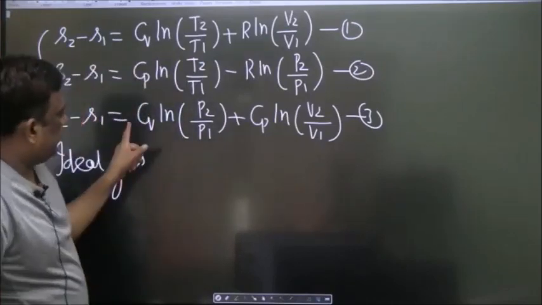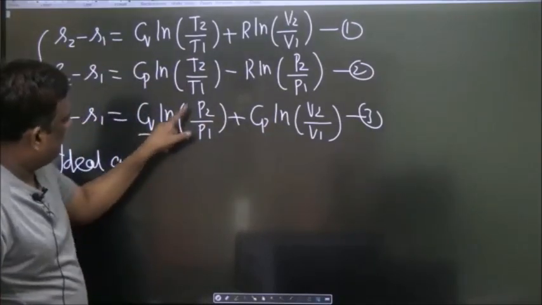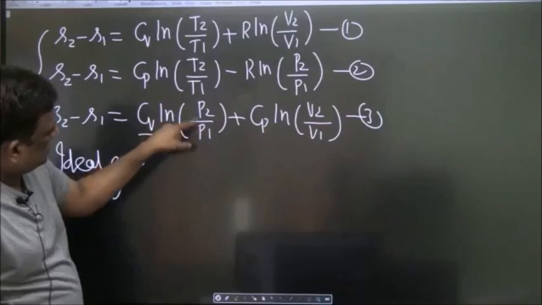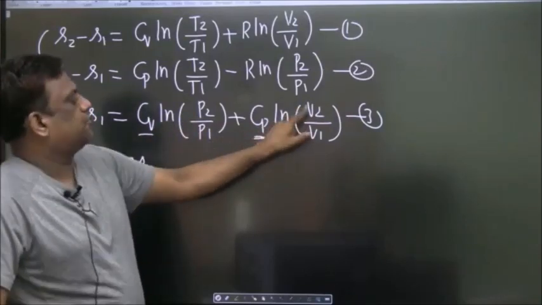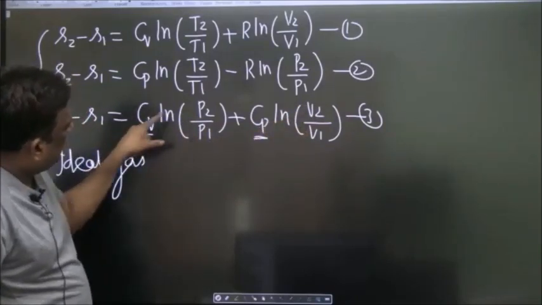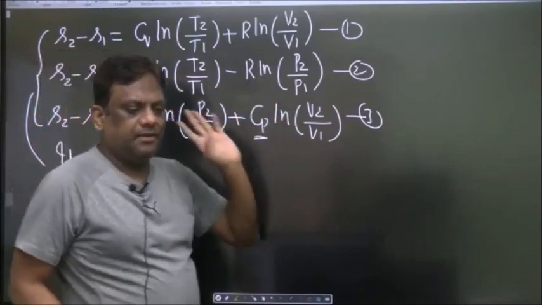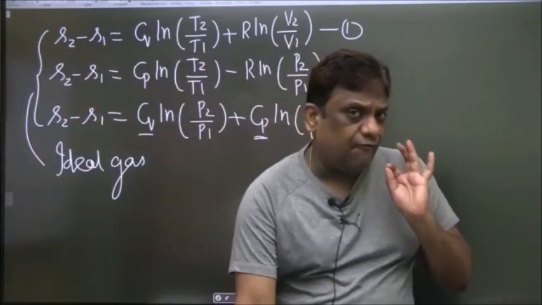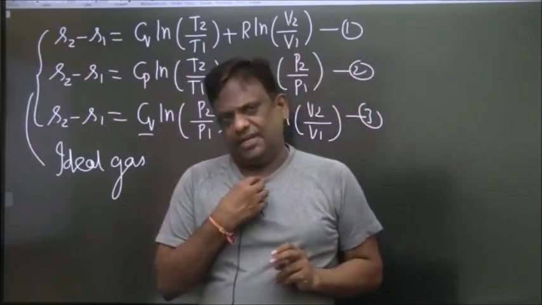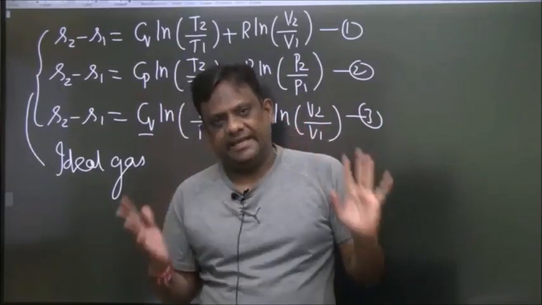And remembering this equation is very easy. When you have CV, when volume is there, pressures will come. When pressure is there, volumes will come. CV, V comes, then P; P comes, then V. Remembering is very easy. So we have found the entropy change for gases, that is ideal gas.